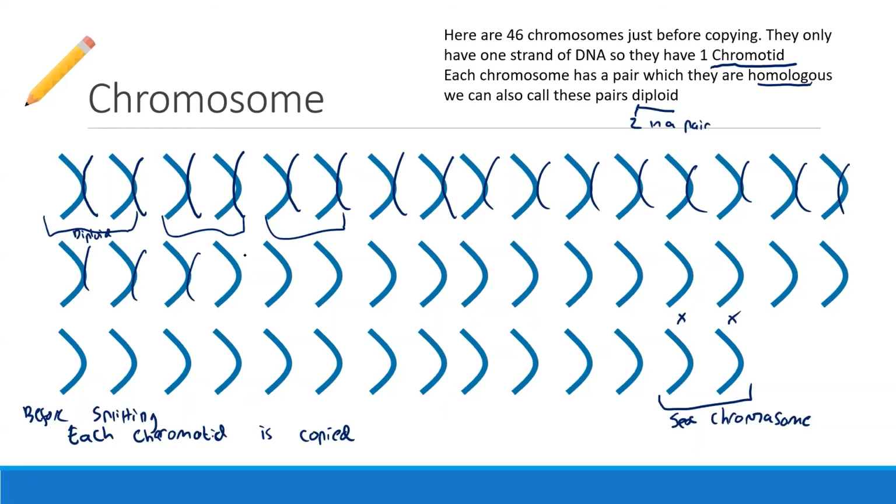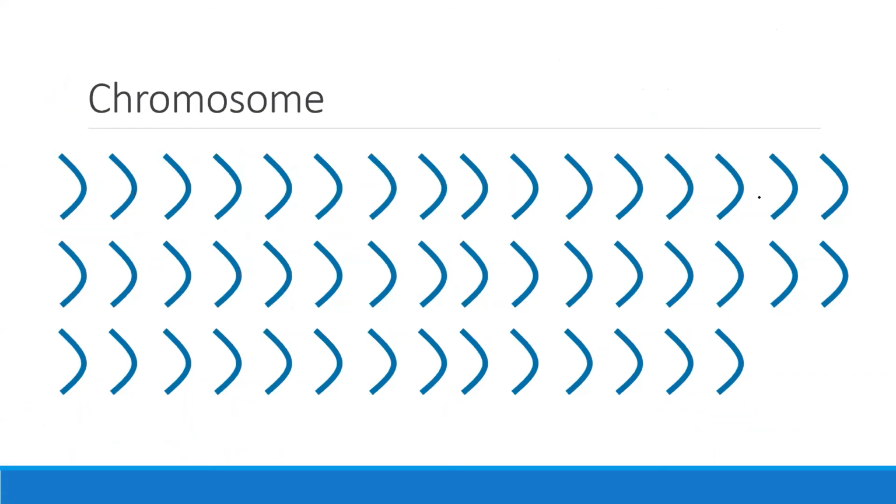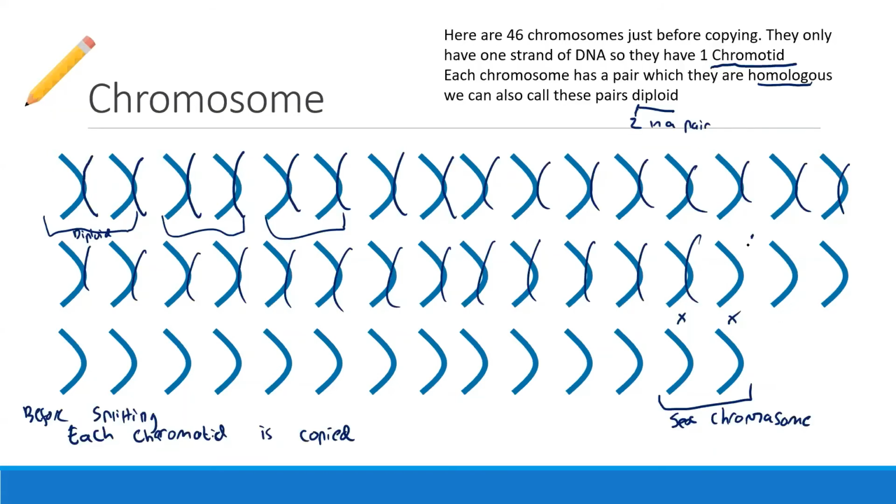This is going to take me a little while, but this is starting to look a little bit more like, whoa, the picture that we saw for a karyotype. Okay, each chromatid is copied.